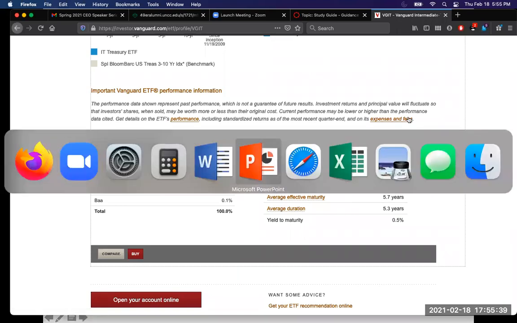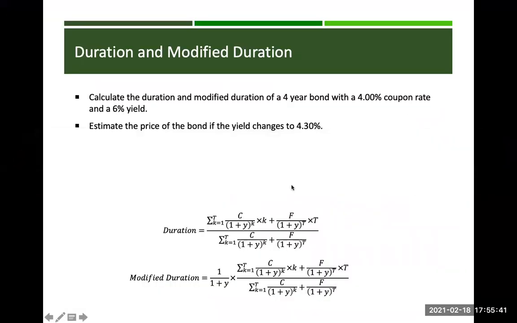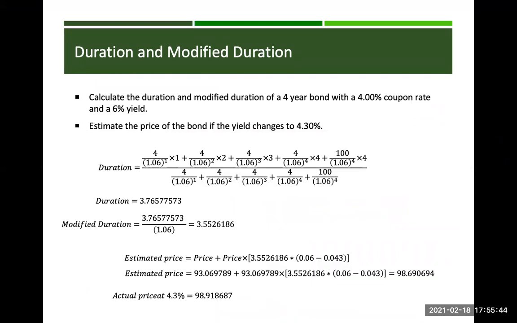It may seem like it's over analyzing bonds, but it's actually something that is used quite heavily in the fixed income industry.